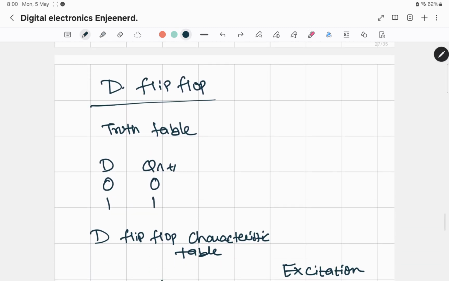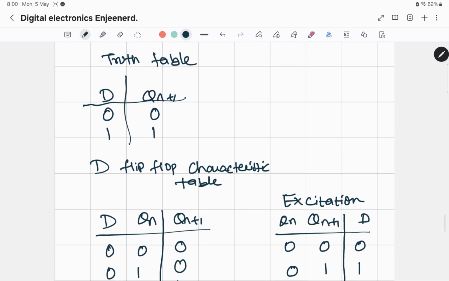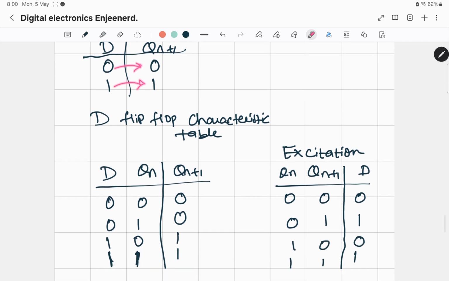Same way, exactly the same way, no change. You can go ahead and solve for yourself for the D flip-flop. Pause the video, check for yourself whether you're getting the same excitation table or not. So this is the truth table. For 0, you have 0. For 1, you have 1.